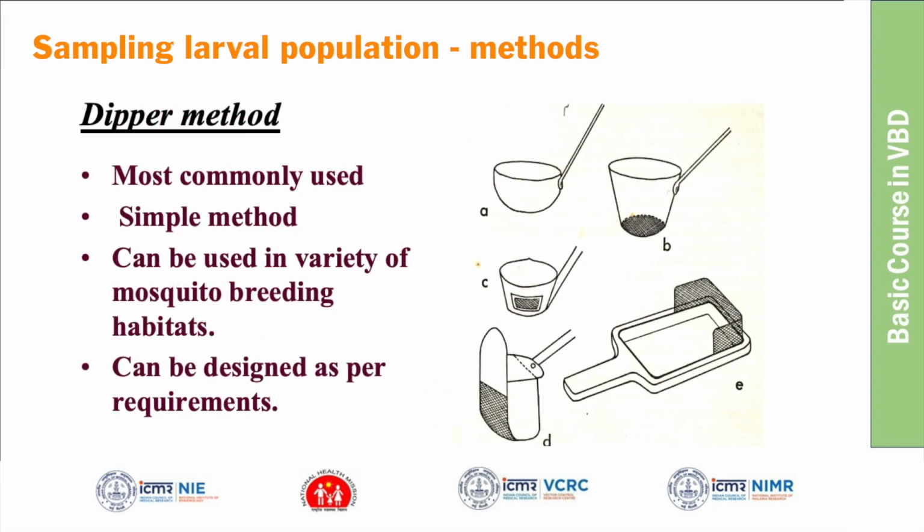So the dipper method: here I have given, you know, that you use enamel bowls, 300 ml capacity enamel bowls with a 1 meter handle. That is the most commonly used dipper. It is a very simple method. It can be used in most habitats, whether it is a river margin, rock pools, paddy fields, even drums, anywhere, except deeper wells. It can be used in a variety of mosquito breeding habitats. It can also be designed as per our convenience and requirement.